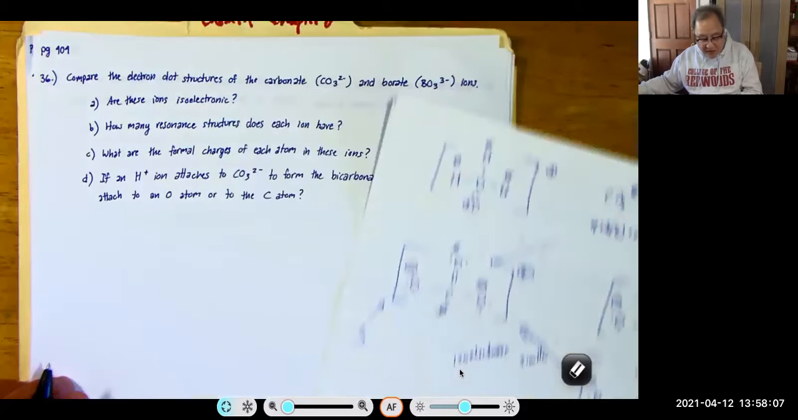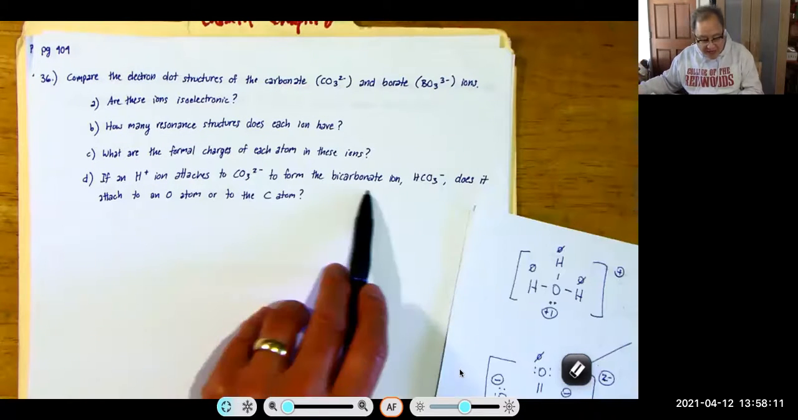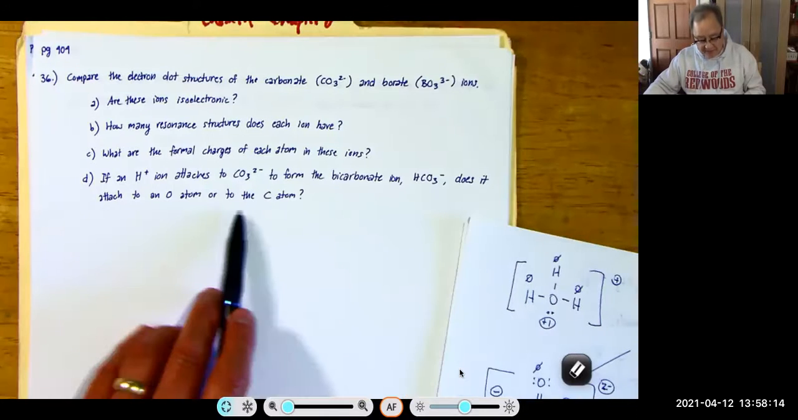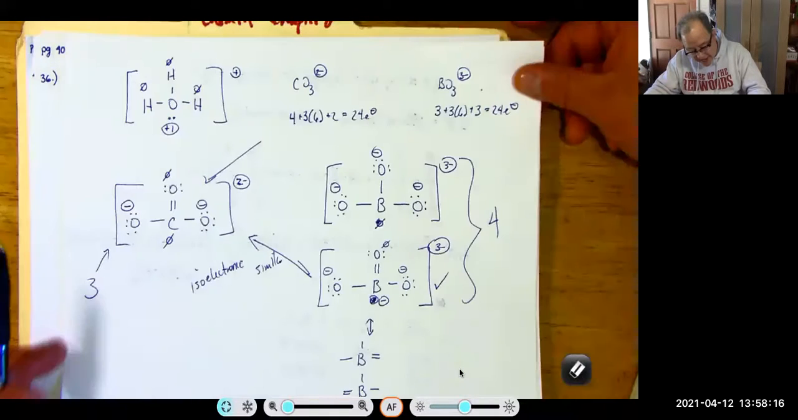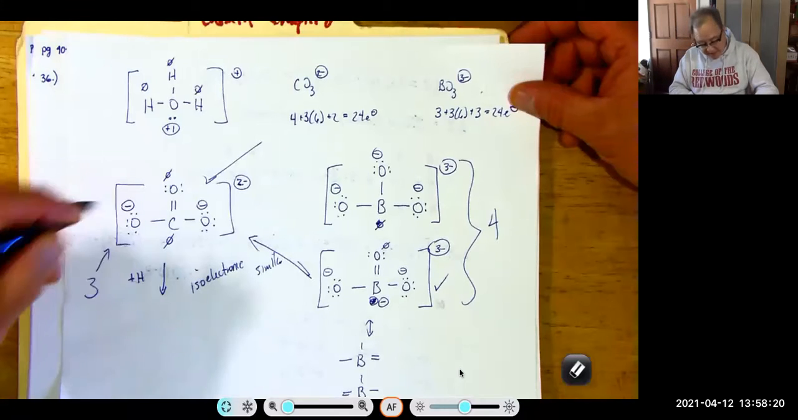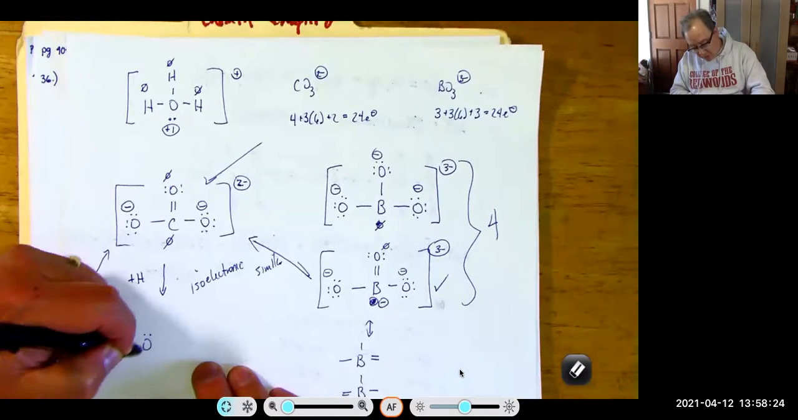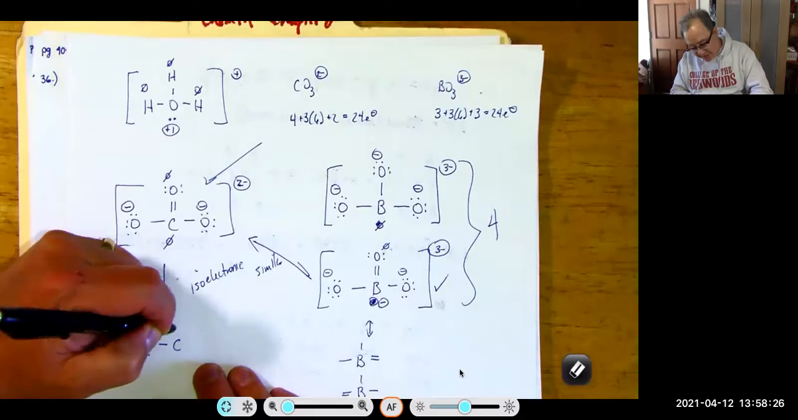If an H+ ion attaches to the carbonate to form the bicarbonate ion, does it attach to an O atom or to the carbon atom? So if we wanted to add an H+, where are we going to put it? And the obvious answer is on one of the oxygens that has a negative charge.